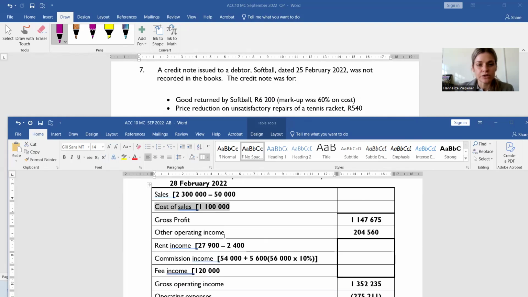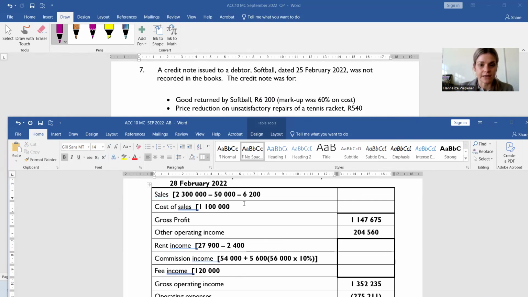Okay, so it says that the goods returned by Softball was 6,200 Rand and a markup of 60% on cost applied. Price reduction on unsatisfactory repairs of a tennis racket was now also on this credit note. So first of all, your credit note was issued for goods returned. So debtors' allowances is subtracted from sales.